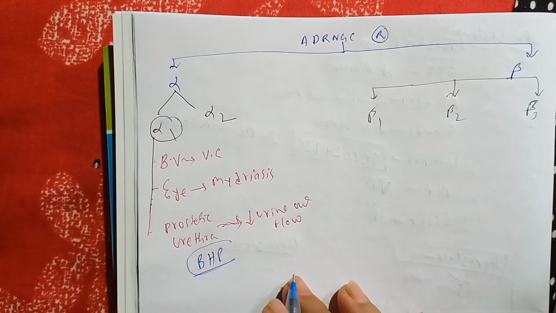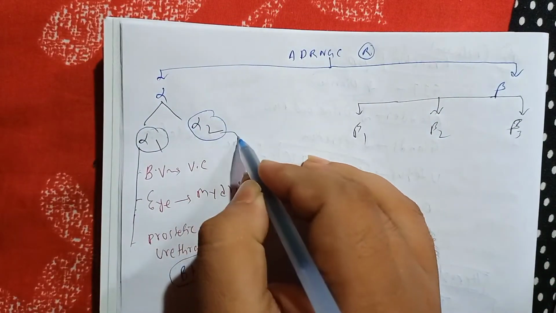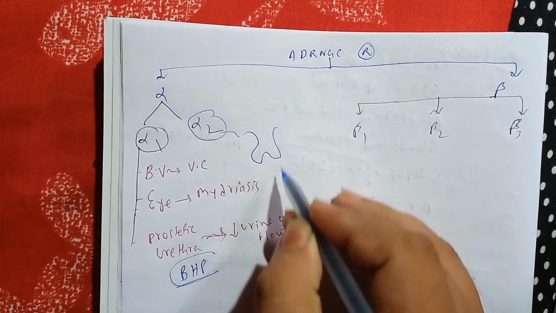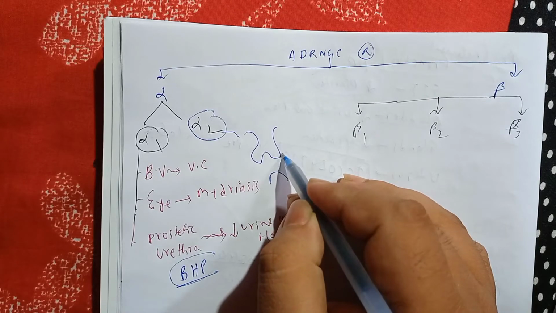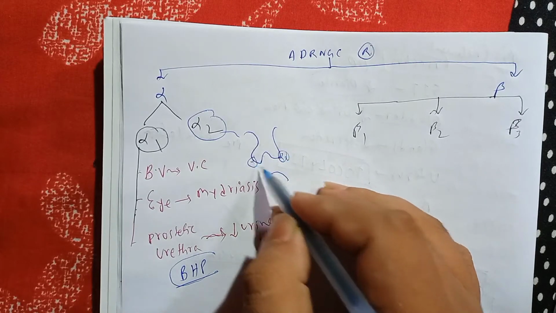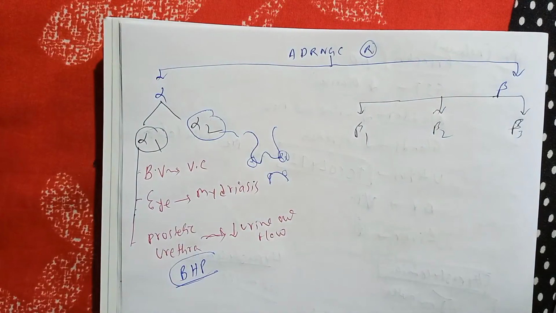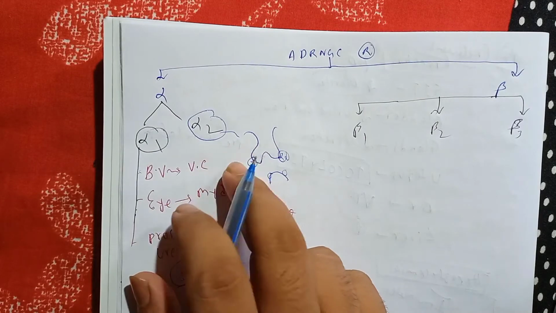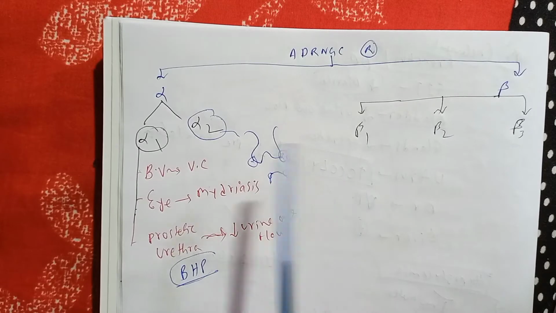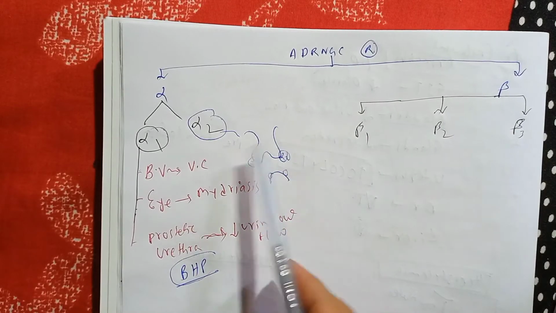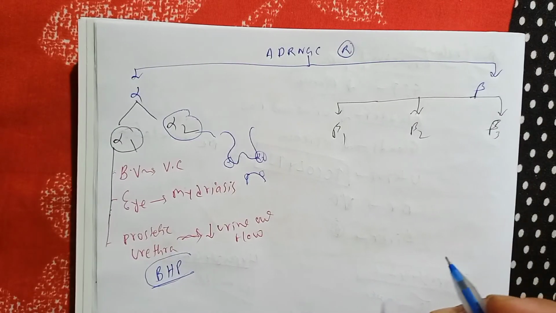Now if you talk about the alpha 2 receptors, they are present, suppose this is the presynaptic membrane and this is the postsynaptic membrane, within the presynaptic membrane. A very little amount of alpha 2 is present in the postsynaptic membrane. It's not that important, but just to have an idea, we need to know this much at least, that the alpha 2 receptors are present within the presynaptic membrane.